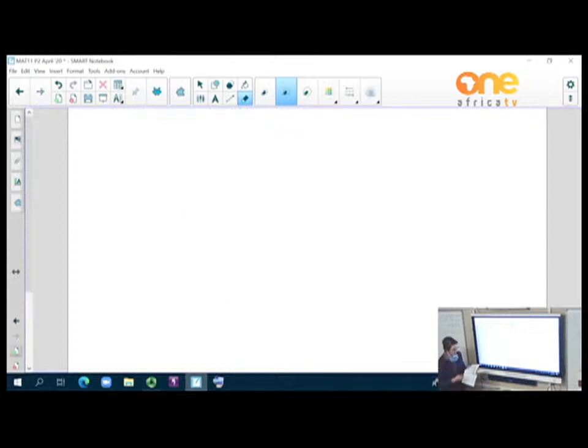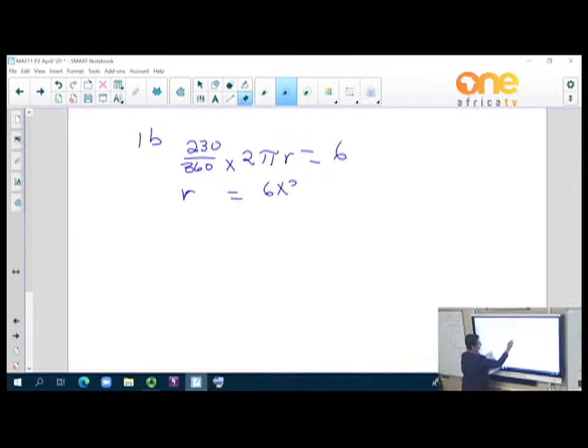So we're marking now number 1B, and again you have to find the radius. So I'm going to say that 230 over 360 of 2 pi r, that's what we need to find, is equal to 6. They give me that arc length. So opposite operations, this is what we're doing here: 6 times 360, and you divide by 230 times 2 pi. And what is your radius length? 49. Is it rounded now?